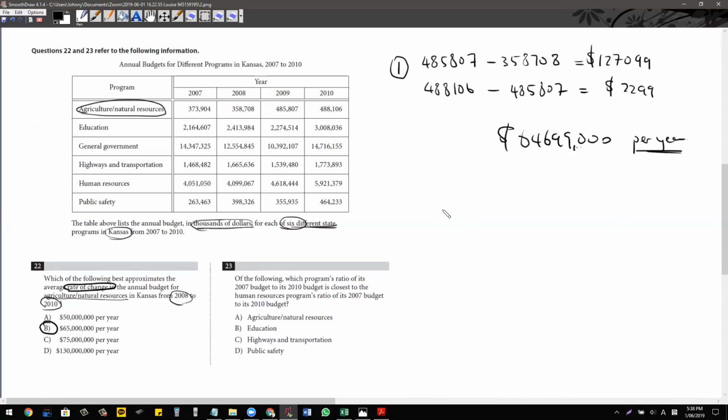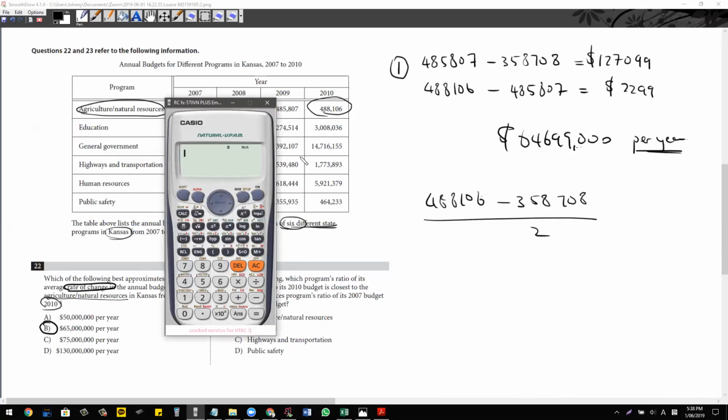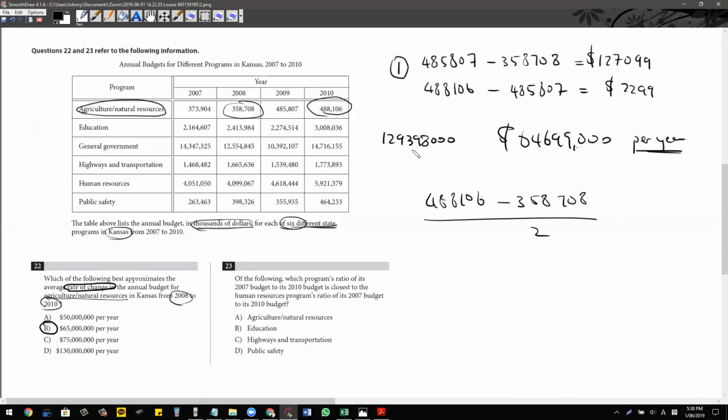Or we can do the total change from there to there, which is 488,106 minus 358,708, over 2. Because if you do that minus that, that plus that was 127,099. That's the change on the first year. This is the change on the second year. So 129,398,000 was the change over 2 years, and this is the change over 1 year.